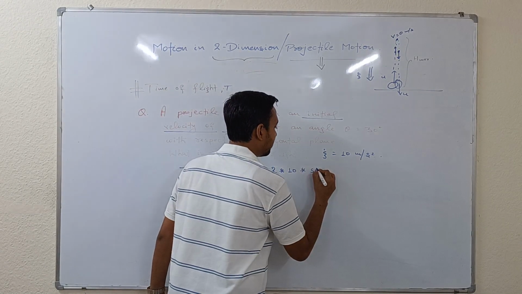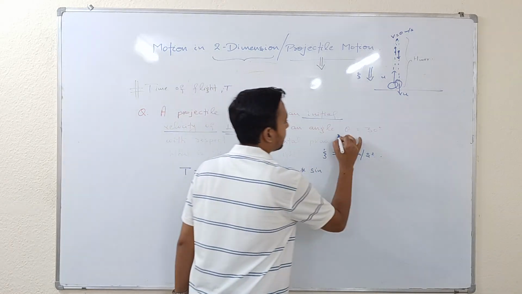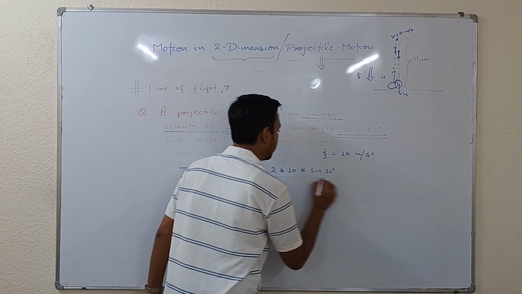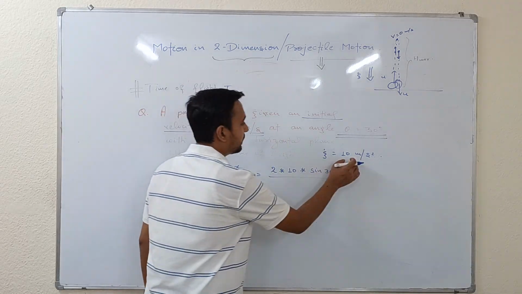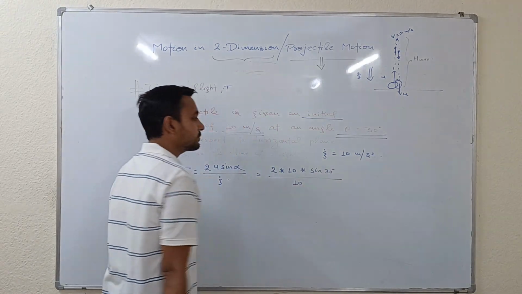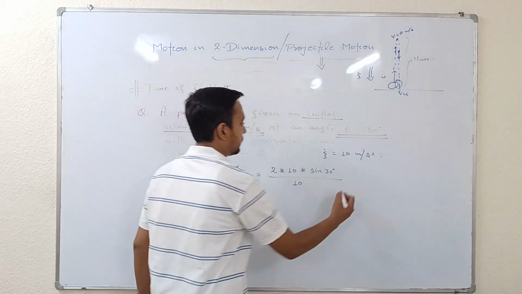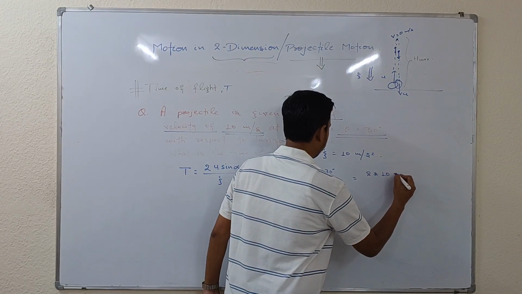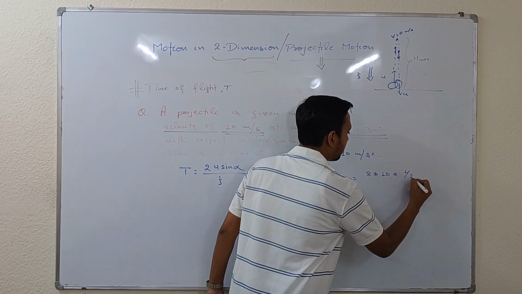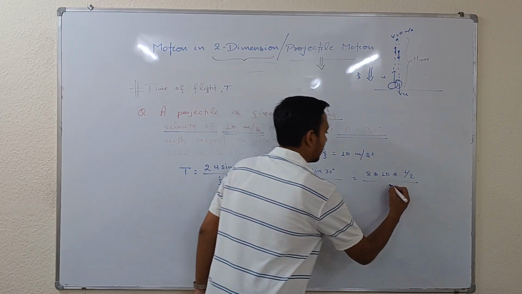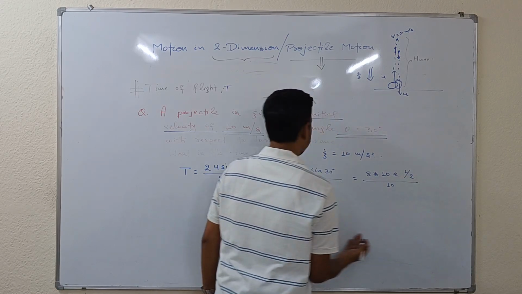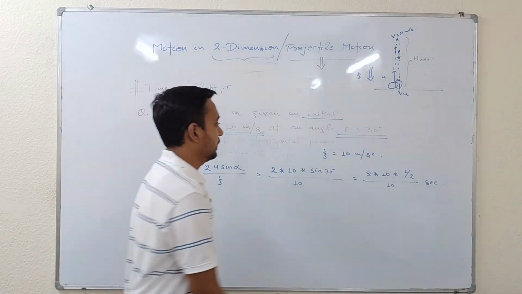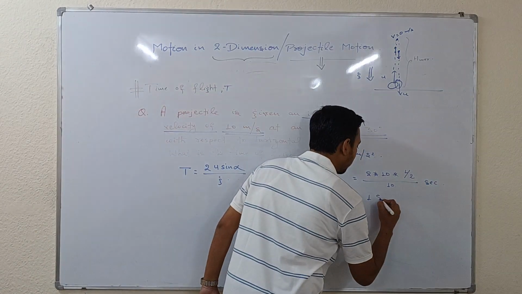Sin alpha, alpha is 30. Sin 30 degree divided by g. What value of g do we have to take? We have to take 10. That is equal to 2 into 10 into sin 30 degree, that is 1 by 2, divided by 10. Time will be in seconds. So that comes out to be 1 second.